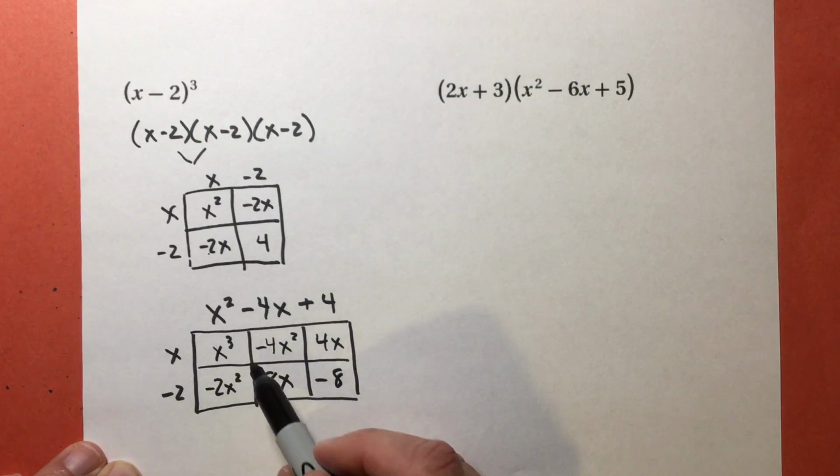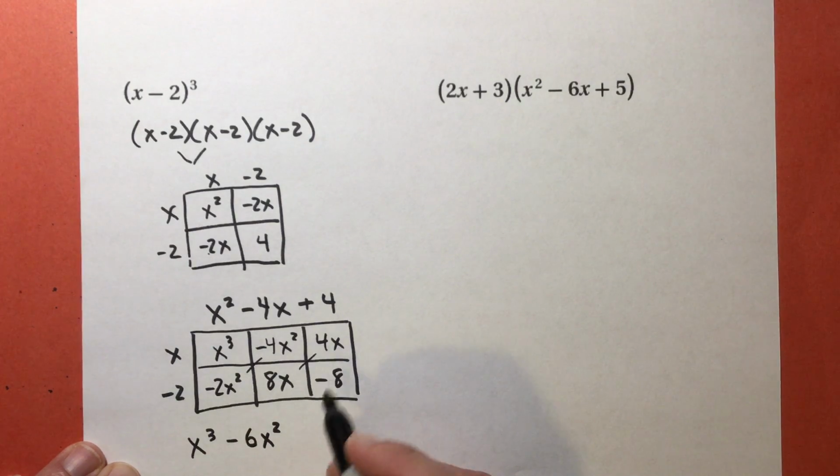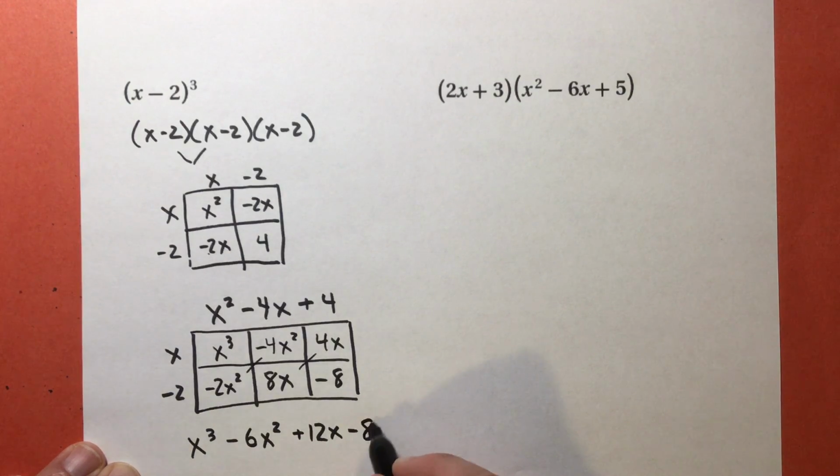So putting it all together, these two are going to go together and these two are going to go together. x to the third power, negative 2 plus negative 4 is negative 6x to the second power. 8 plus 4 is 12, so I get 12x, subtract 8.